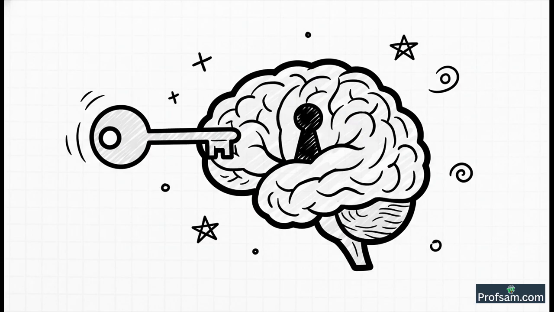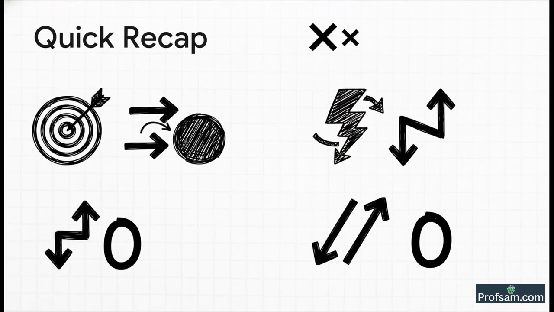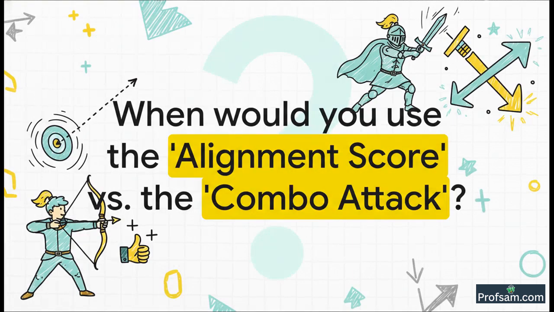That was a lot of information, but you've done a great job keeping up. Let's just do a super quick recap of the main highlights to make sure it all sticks. So, just remember this. Multiplying vectors means you have to choose a mode. Do you need an alignment score? Pick the dot product. It gives you a scalar, a plain number, and if that number is 0, it means the vectors are perpendicular. Or, do you need a combo attack to create something new? Then you pick the cross product. It gives you a new perpendicular vector, and if the result is a 0 vector, it means the original vectors were parallel.